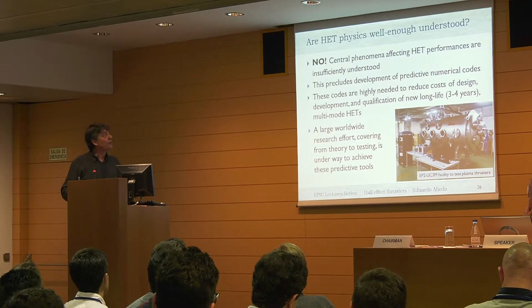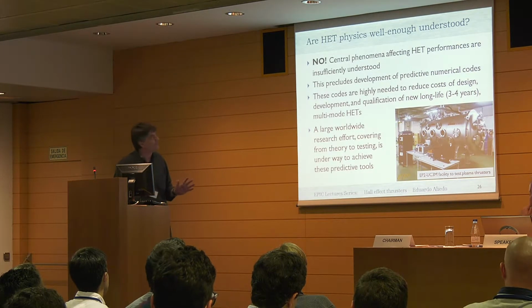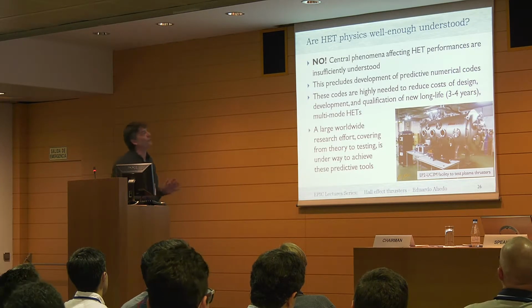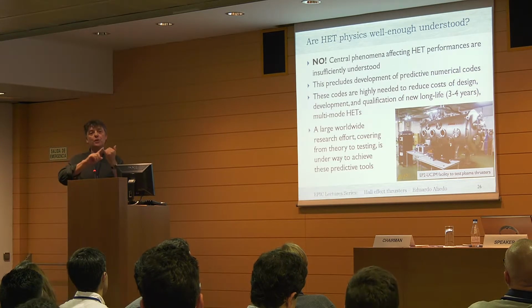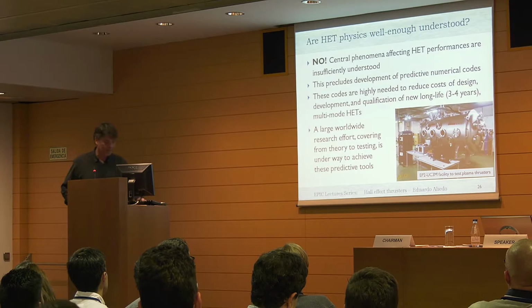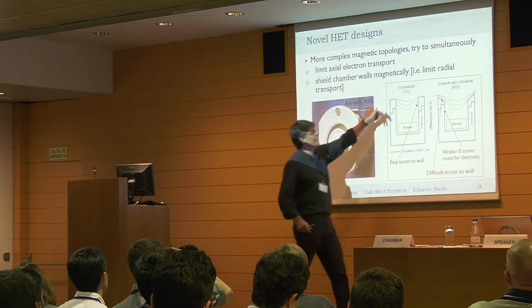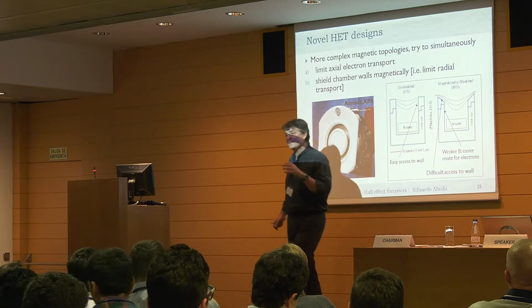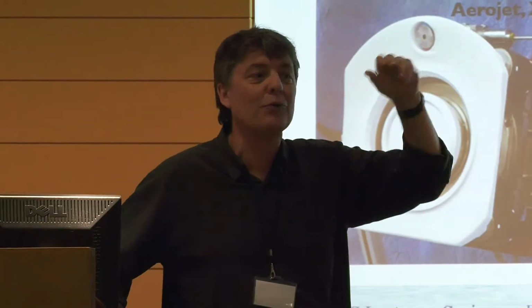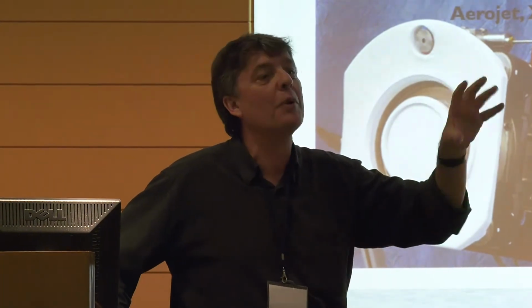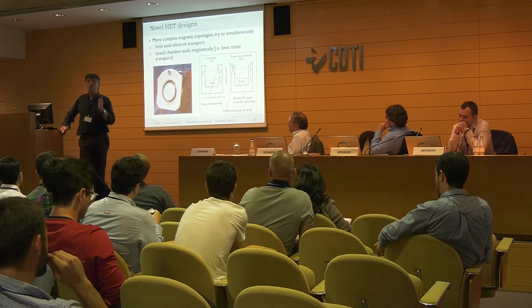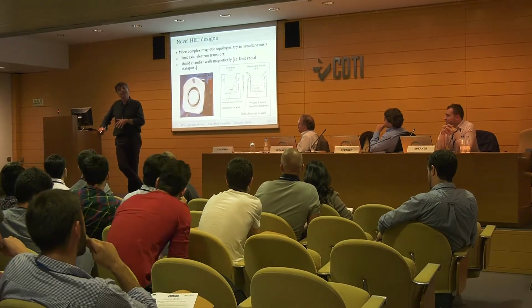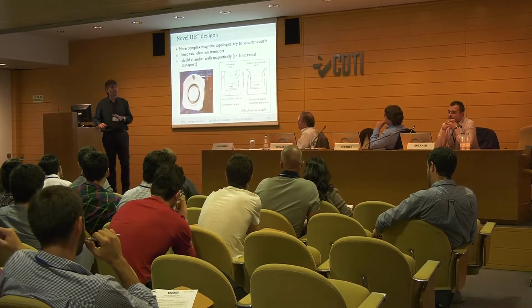Okay, is Hall thruster physics well enough understood? No. Okay, there are central phenomena affecting the performance that are insufficiently understood, okay? We have issues with the transport of the electrons, okay? Going back to this, the electron transport here or there in this way is still not well understood. I have talked before about anomalous transport, okay? So we have had a problem of anomalous transport for 50 years, okay? Since the 1960s, we have had this problem, and we have been unable to understand it, to model it, and then to try to solve it, okay? And this has a big impact on the efficiency of the thruster, okay?